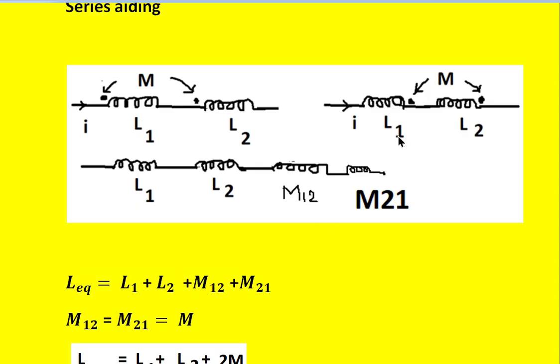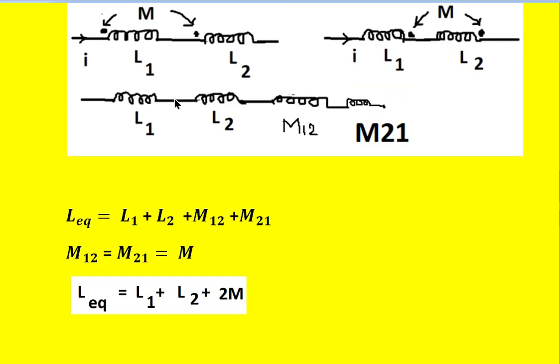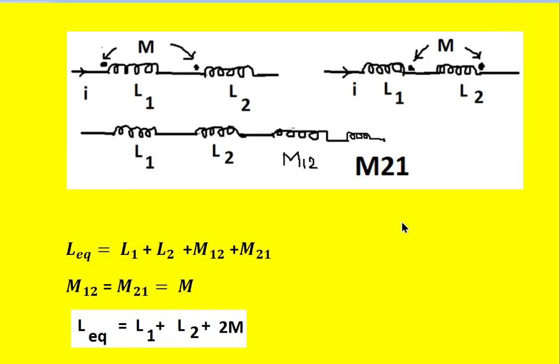Since in this case it follows dot rule 1, the fluxes aid each other, so the sign of the mutual inductance is positive, so M12 and M21 get plus signs, and because both have the same value, which is equal to M, it can be replaced here by M and here also M, so the total inductance will become L1 plus L2 plus 2M. This clearly explains how dot rule 1 works for magnetic circuits.